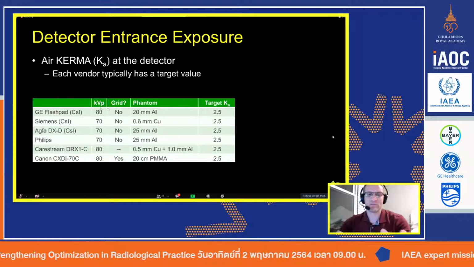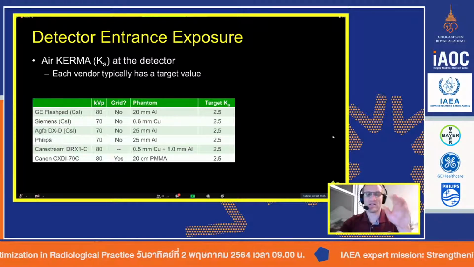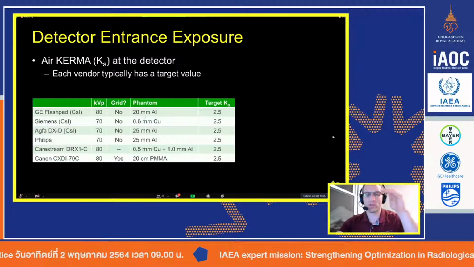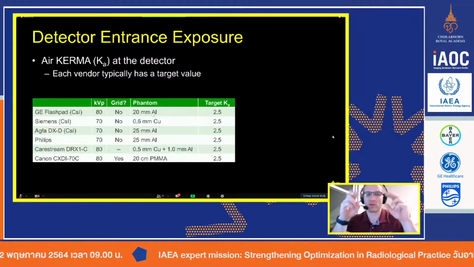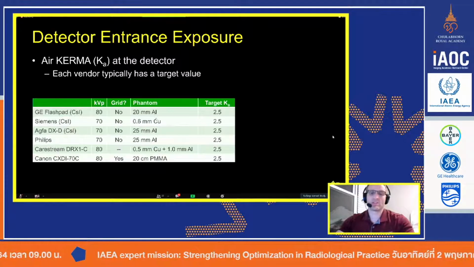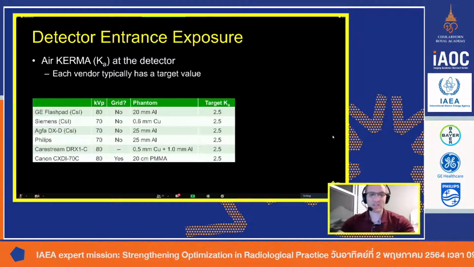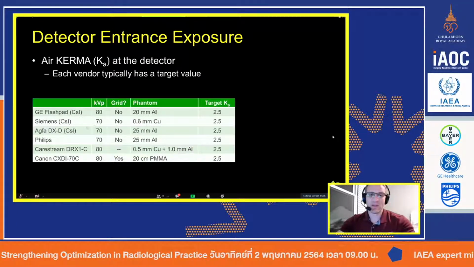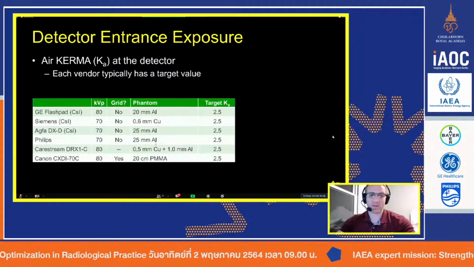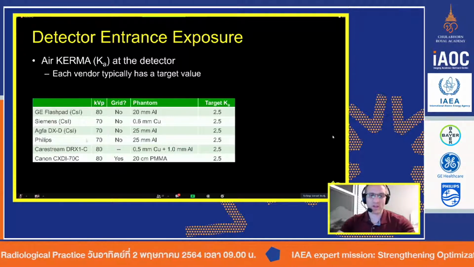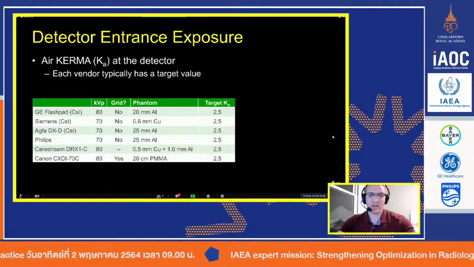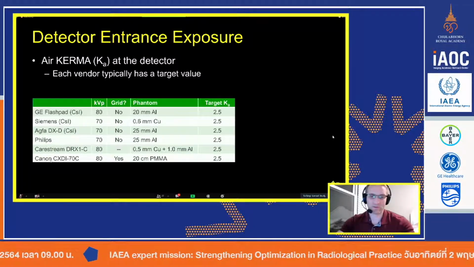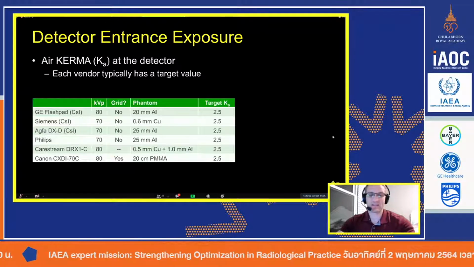GE, for example, would have you set the kV at 80, take the grid out, and then you would add 20 millimeters of aluminum. That 20 millimeters of aluminum will approximate the thickness of a patient. Siemens does 70 kV and 0.6 millimeters of copper. Agfa and Philips have aluminum also, and 70 kV. And Carestream, different kV, different combination phantom or filter, I should say. And then Canon, they use plastic, PMMA.